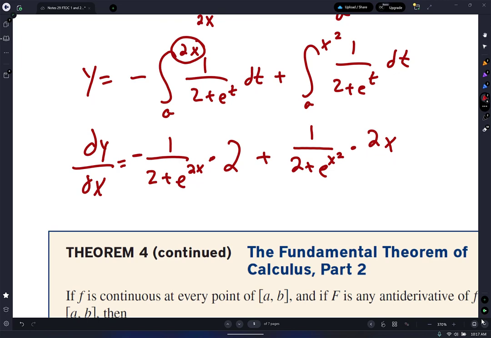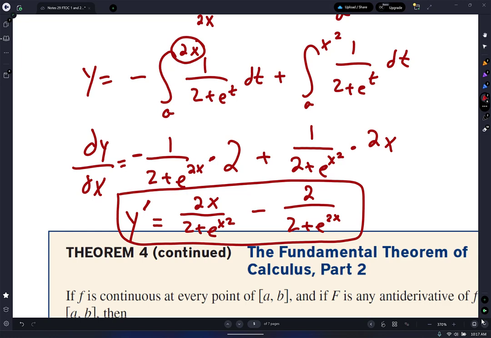So here's me rewriting it. I'm just going to write y prime because I'm running out of real estate. Y prime equals, I'm going to put the positive one first. 2x over 2 plus e to the x squared minus, that way I don't have to say negative, 1 over 2 plus e to the, oh, no, not 1, 2. 2 over 2 plus e to the 2x. Done. How do we feel? Not bad? Okay. All right.